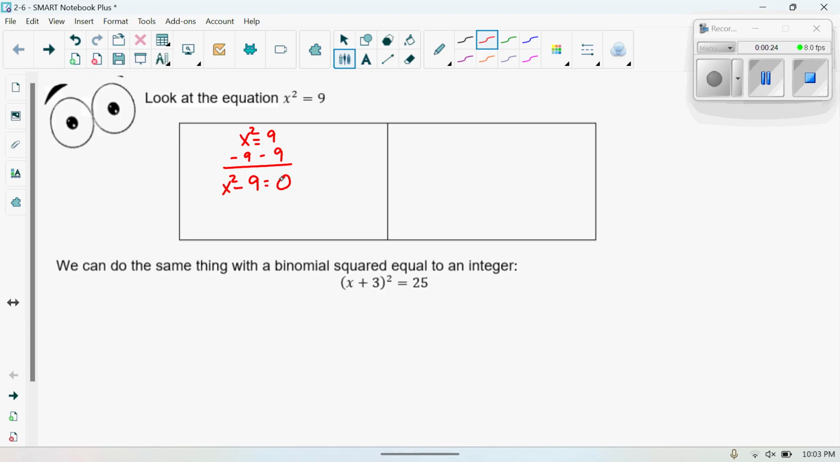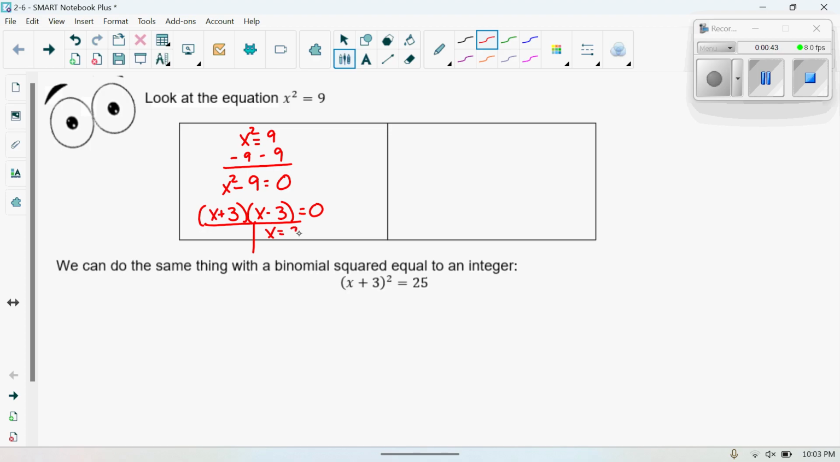And now I want to see if I can factor. Is there a GCF? No. How many terms? 2. Perfect squares or perfect cubes? This is perfect squares, so I'm going to use dots. So this becomes x plus 3, x minus 3, and then I tee off from there.